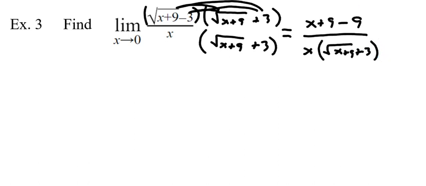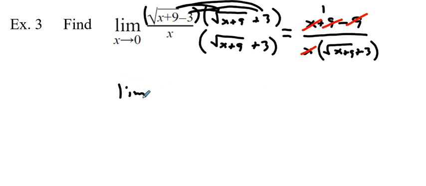Okay, see anything cool on top? Well, you should. Plus 9 minus 9, that adds to 0, that goes away. Now, do you see anything cool on top and bottom? Ooh, there's an x on top and x on the bottom. Those divide out. That leaves you with 1 on top over what's on bottom. So here's what your problem becomes.